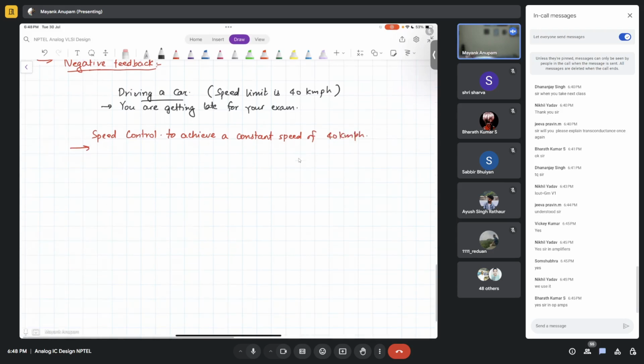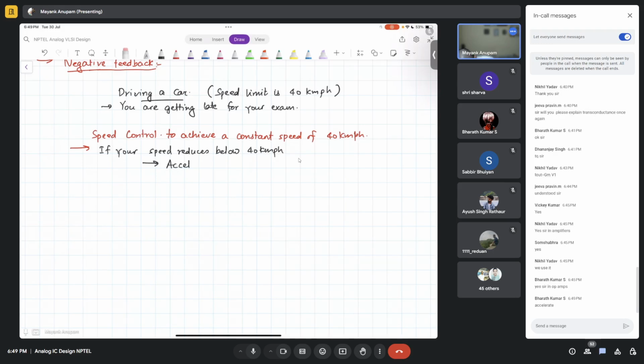So what will you do? First of all, if your speed reduces below 40 km/h, what will you do? You will simply accelerate, right? You simply accelerate, yes?